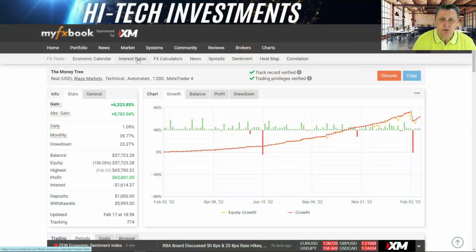When we take a closer look here at the My FX book, the first thing that obviously comes to mind is the drop that we had here, which happened on the 3rd of February. And then you can see closed off on the 5th. So everything was good on the 3rd, and that's also what you have here. You can see the highest profit you had on that particular account, 65,790. And since then, it has basically dropped off.